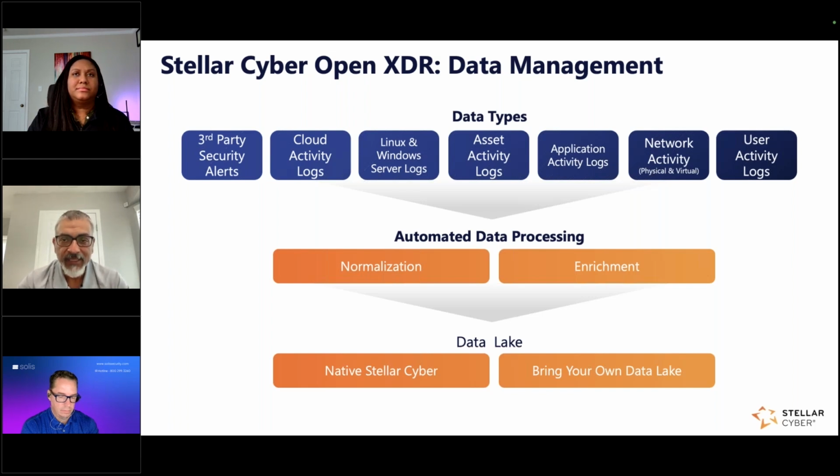So what this represents is the broad swath of data types that we can ingest: everything from alerts, cloud activity, network activity, and user behaviors. All of this data comes in, and the way we start is we normalize and enrich it, and then we store it in our data lake. And now we can also store it in another data lake if an organization happens to be using one. So that's a little bit about data management, but let's talk about what the actual platform delivers.